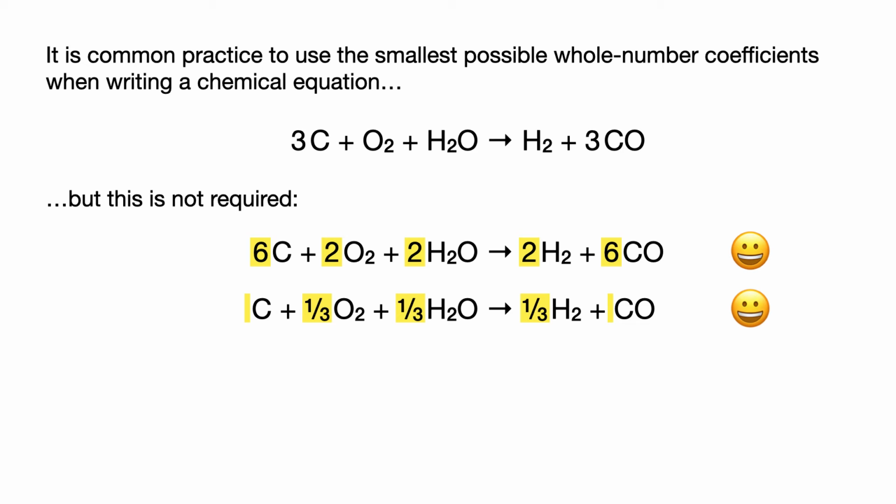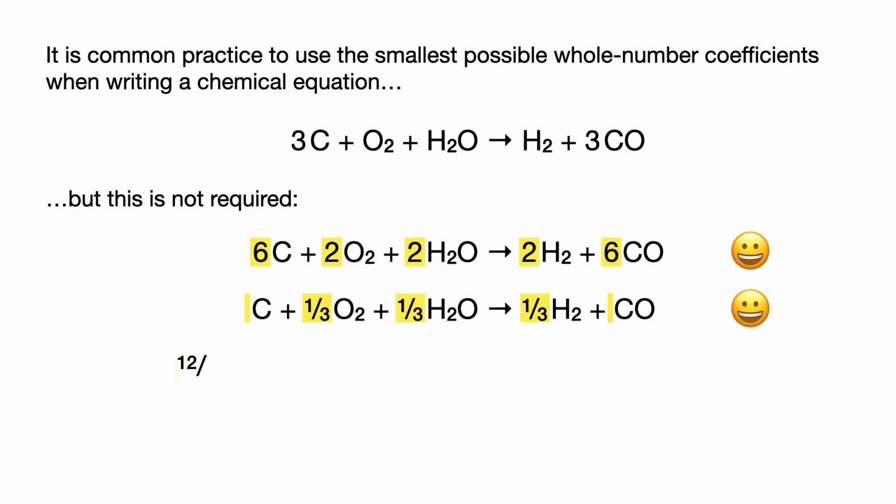For instance, if you wanted to emphasize what happens to carbon in the process of coal gasification, we might want to emphasize the fact that the amounts of oxygen and water are 1/3 of the amount of carbon. So this is perfectly fine, although it is non-standard. And you can get even crazier.